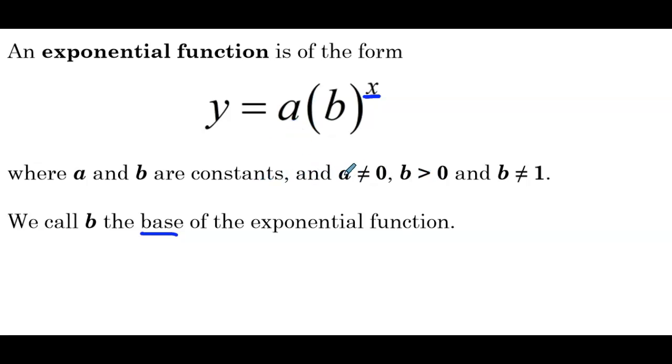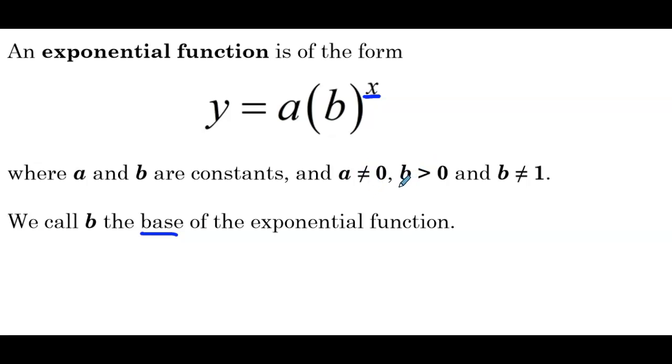Now in our definition, it says that a can't be equal to 0. Well, if a was 0, we'd have 0 times some value. Well, 0 times anything is 0. Y equals 0 is the graph of a horizontal line. And that's not exponential. Right? Graph of a horizontal line, that's just staying the same the whole time. Okay, so that's why the coefficient can't be 0.